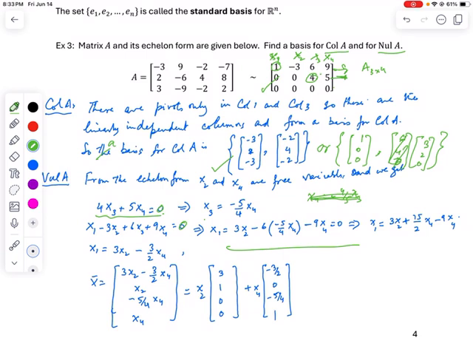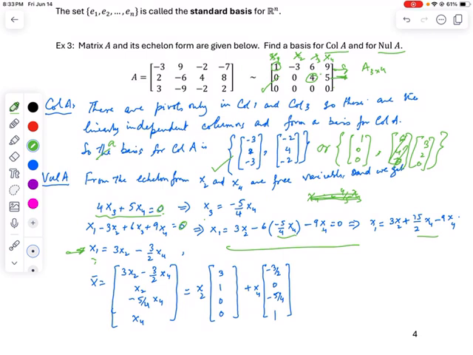So now x1 will be equal to 3x2 minus 6x3 minus 9x4. But x3 is in terms of x4, so I substituted that for x3. Doing the math around here, or algebra, we end up getting this thing, which brings us here. So x1 is equal to 3x2 minus 3 over 2x4.